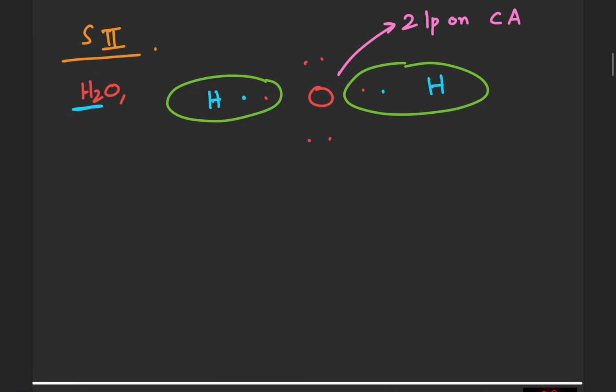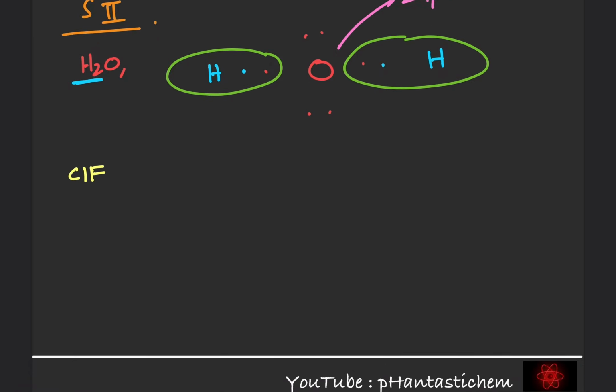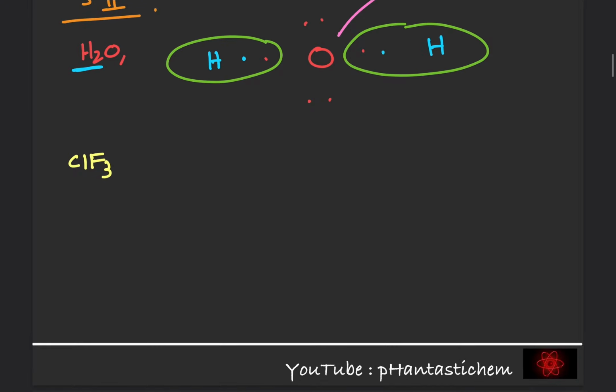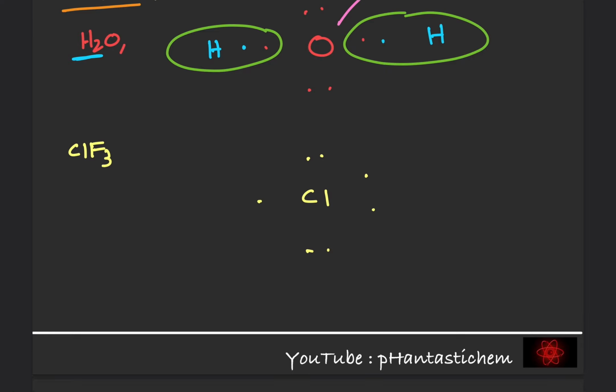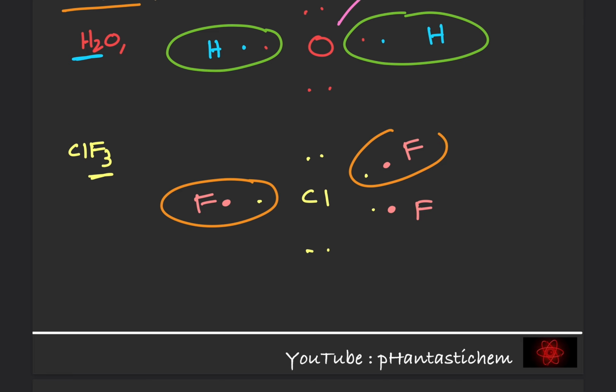Okay, next we have to talk about ClF3. So chlorine has 7 valence electrons, 1, 2, 3, 4, 5, 6, 7. It shares one electron with each fluorine atom, and there are a total of 3 fluorine. So therefore the central atom has 2 lone pairs.